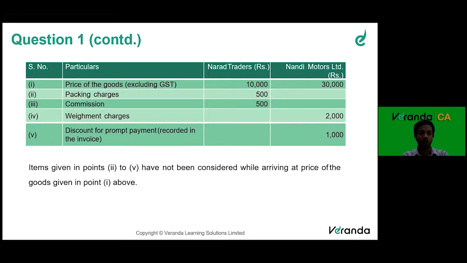Items given in points 2 to 5, that means apart from point 1, have not been considered while arriving at the basic price, that is the 10,000 rupees to Narad Traders and 30,000 to Nandi Motors. These are the figures basically given for the question: the basic price, the packing charges, the commission, weighment, and discount. So there are basically these things for which we'll have to decide what treatment we are planning to give them, right?